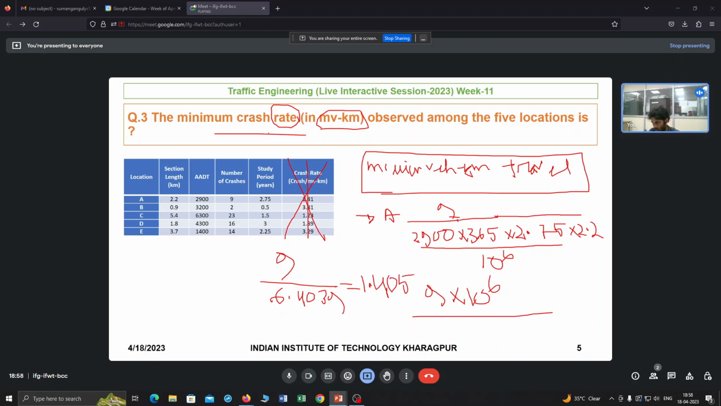Right, so the minimum crash rate. Similarly, can you calculate for the others, B, C, D, E, so that at least we can see whether this is matching with these crash rates. For the first it is matching: 1.41, we also got 1.405. If we round off, we are getting 1.4. That is okay. But what about the others? Can you calculate? I will wait here for some time, and you tell me whether you are also getting the same results or not.